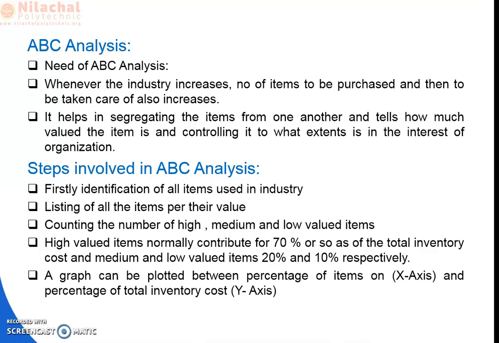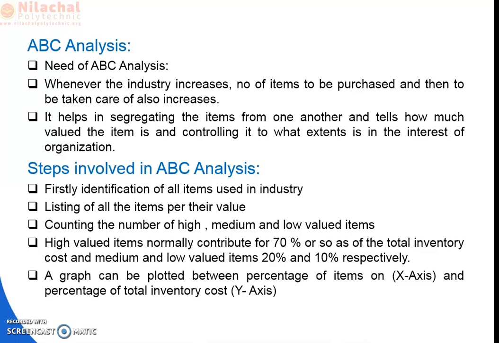So accordingly, you have to make a system to identify which item is what type of item, whether it is of high cost, low cost or medium cost, and accordingly make space for them, where more carefulness, very little carefulness or medium carefulness is required. So we are going to segregate the items from one another and tell how much valued the item is, and to what extent controlling it is in the interest of the organization.